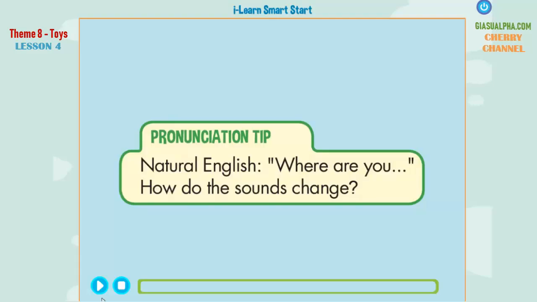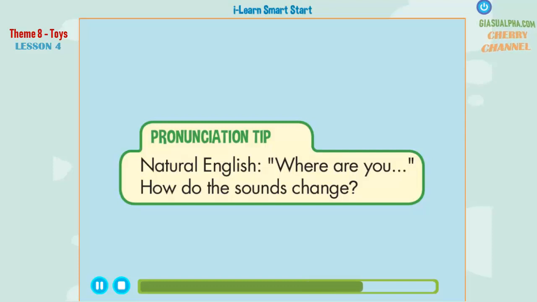Pronunciation tip. In natural English, where are you sounds like where are you? Listen. Where are you from? Now listen again and say. Where are you from?